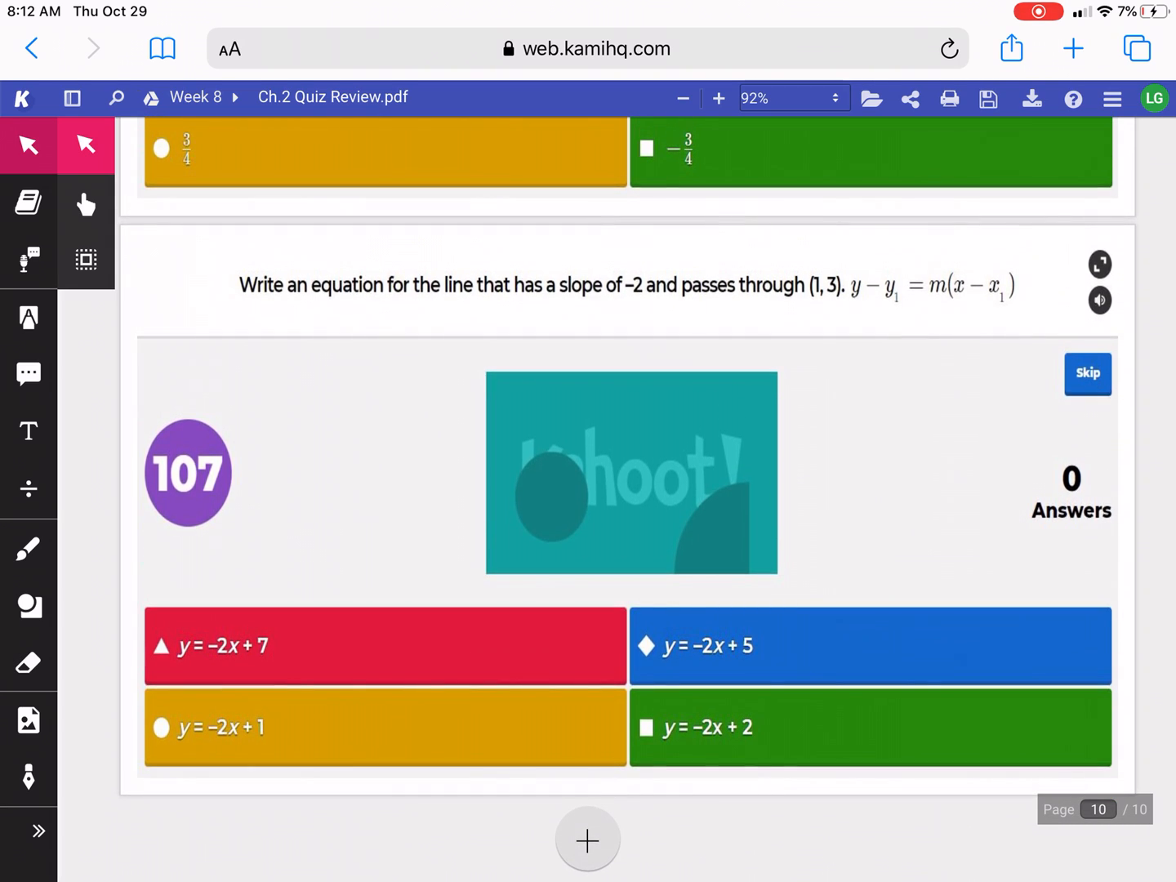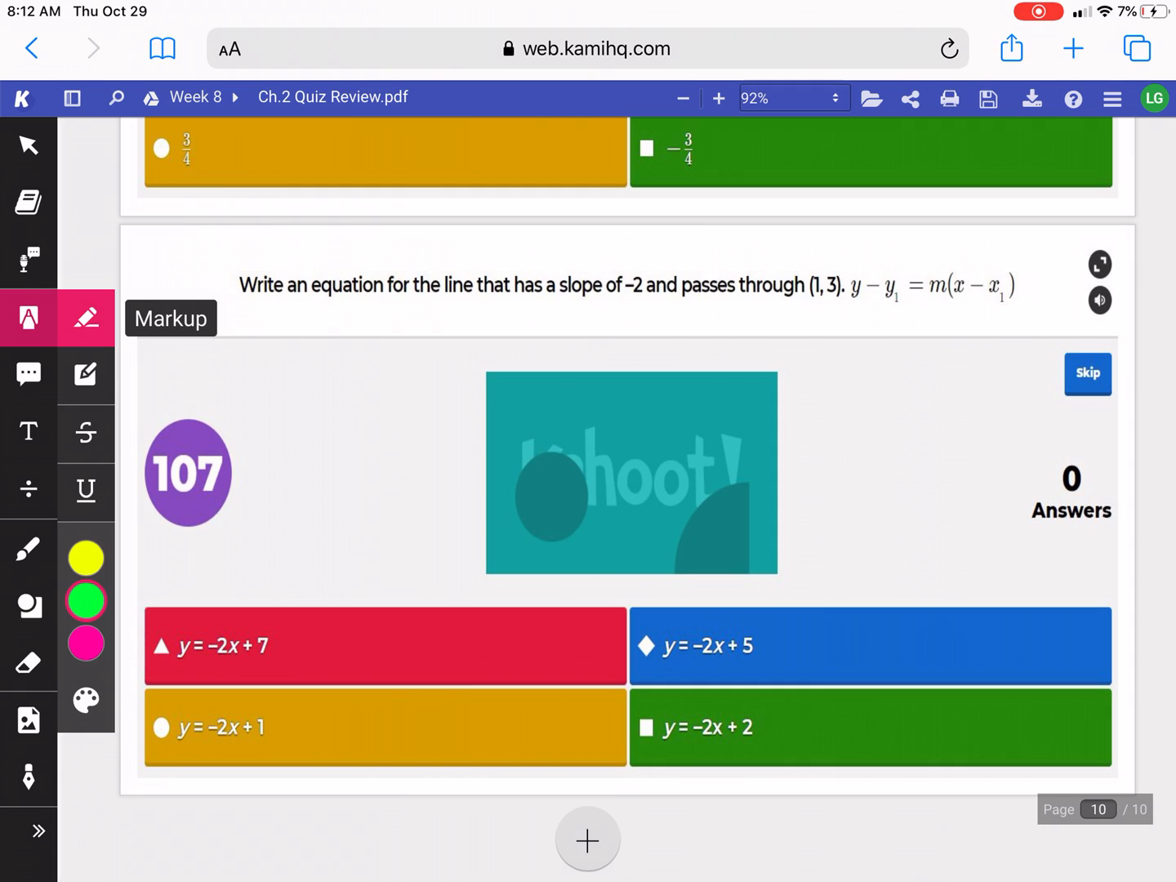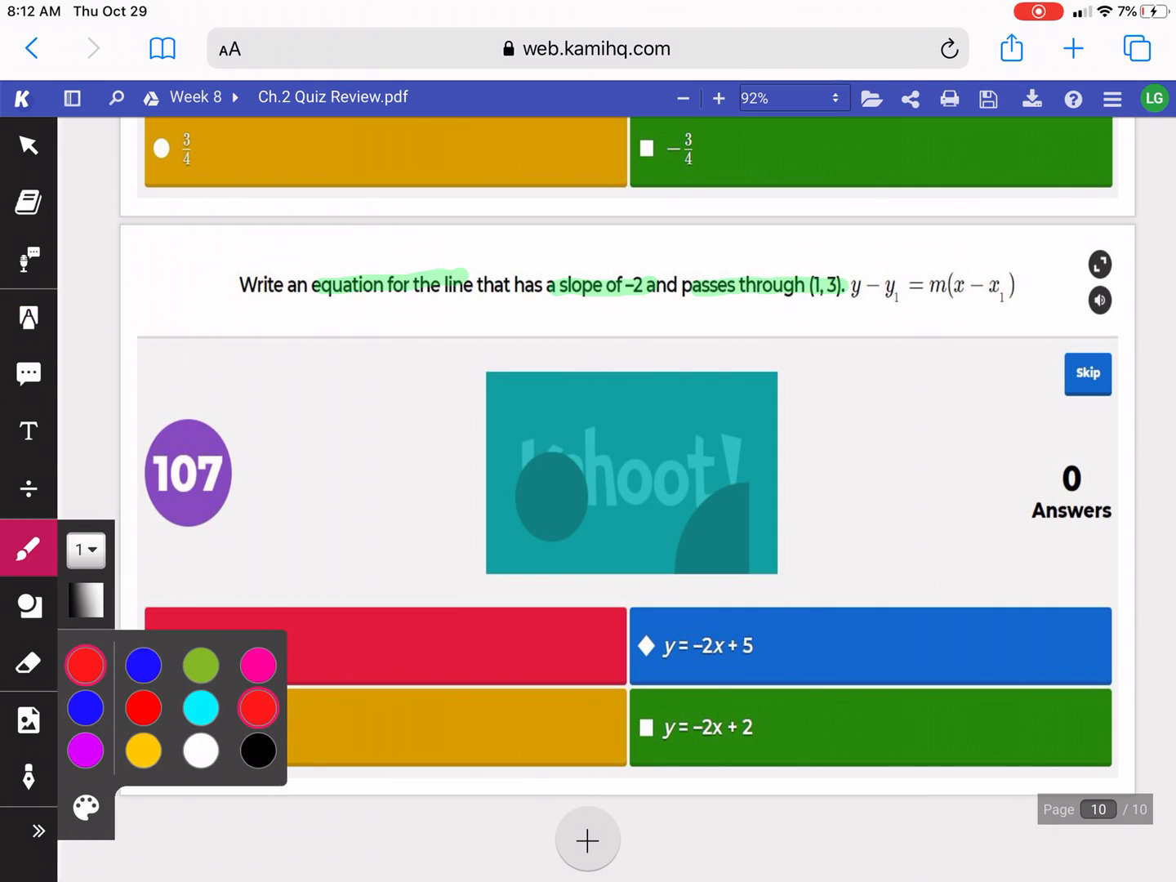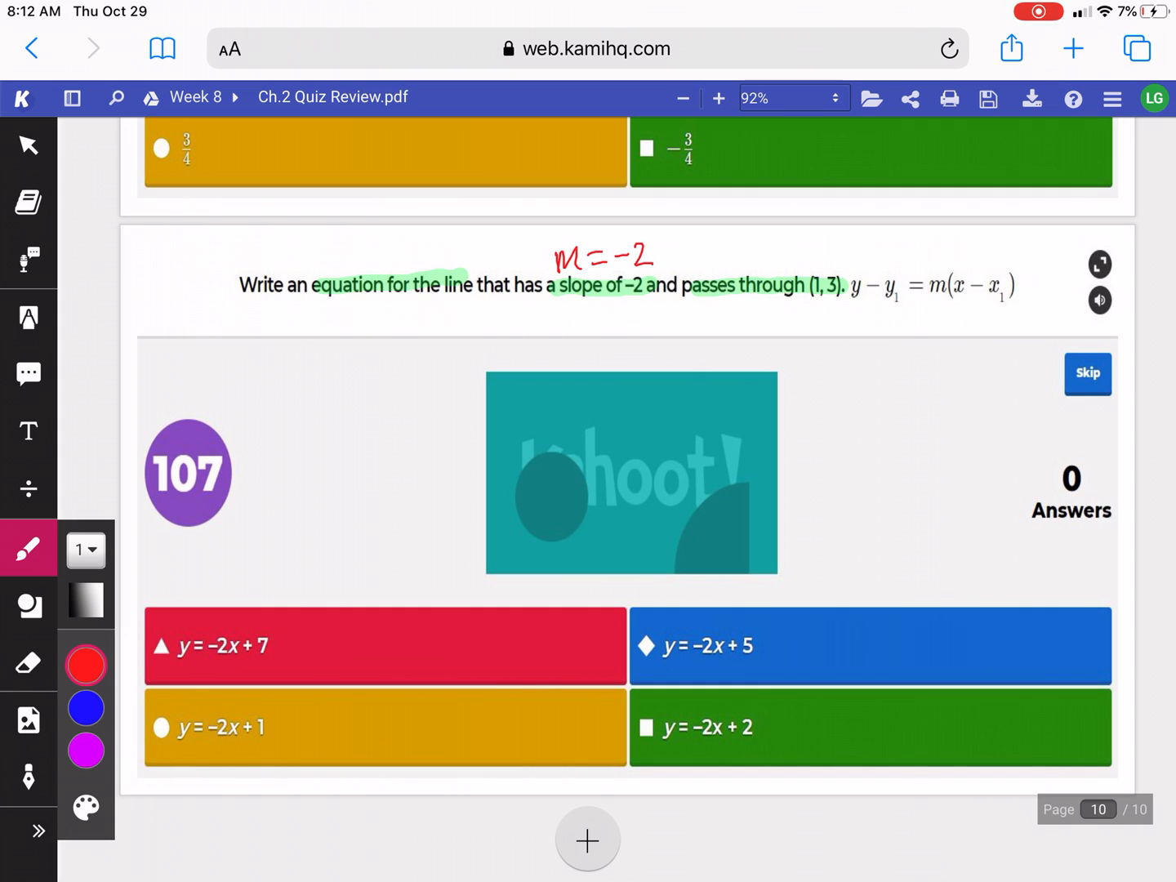This last problem is reviewing point slope form. So they want the equation for the line that has a slope of -2 and passes through this point. So remember, your slope is your m. And this point would be my x1, y1. We're going to plug this into point slope form.